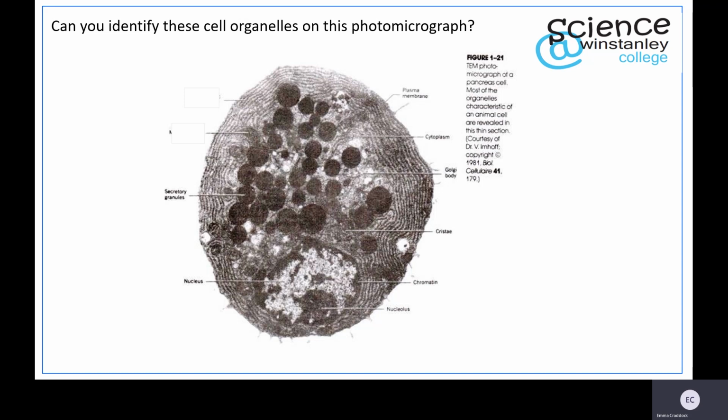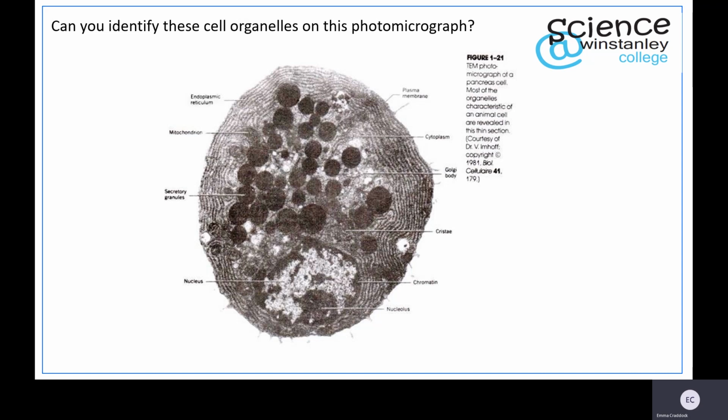The next one, you have secretory granules. As it is a pancreas cell, they have many secretory granules which will secrete proteins, maybe hormones such as insulin, outside of the cell. You have mitochondria there, and you can see it's a slightly rounded shape because of the way it has been cut.